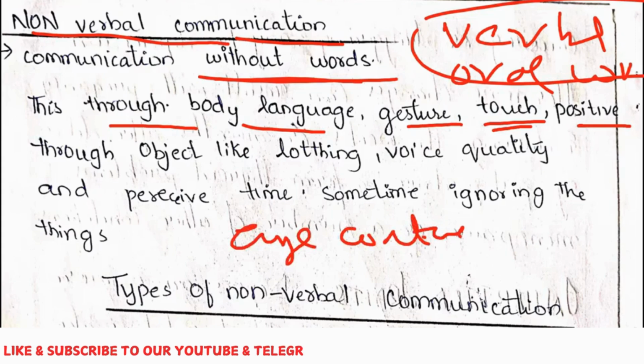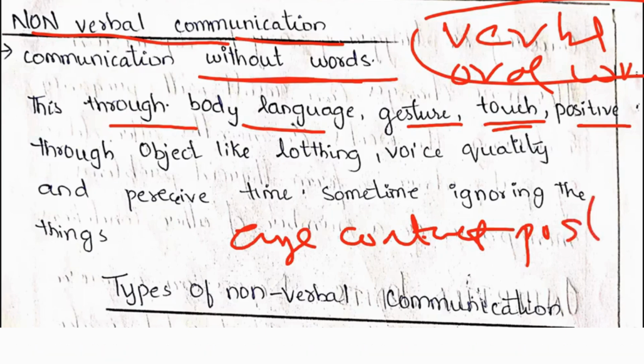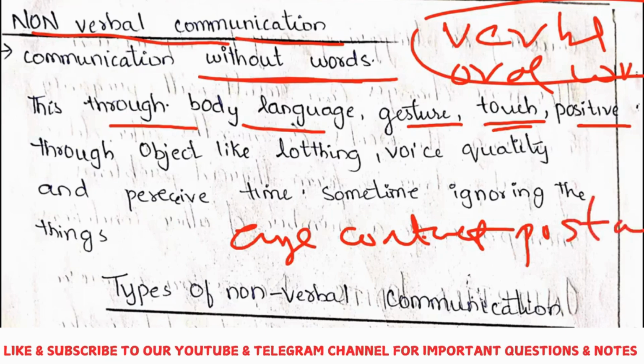Okay, and objects like clothing, yes, your clothes show. They speak a lot. Grooming is there, no? It speaks a lot of things about you: the way of dressing, the colors you use, how you groom yourself. Okay, these are very important to a person. These all come under non-verbal communication.